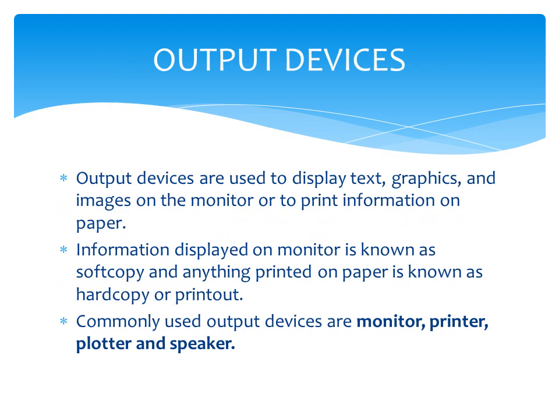Next are the output devices. You all know about output devices. Basically, these devices are used to display text, graphics, and images on the monitor or print information on paper. The information that is displayed on the monitor is known as soft copy, while anything that is printed on paper is known as hard copy or printout. Some commonly used output devices are the monitor, printer, plotter, and speaker.